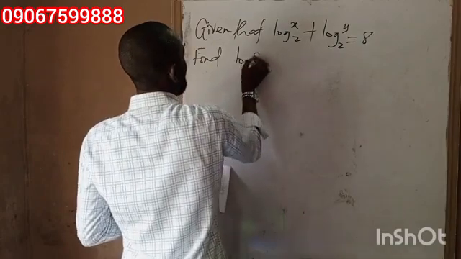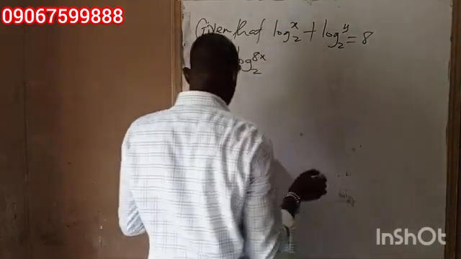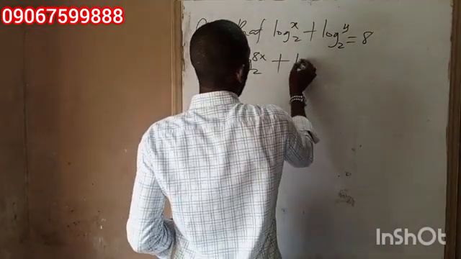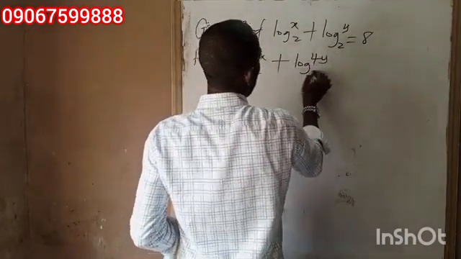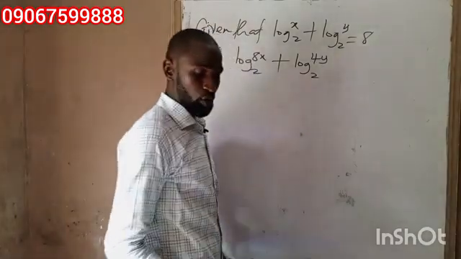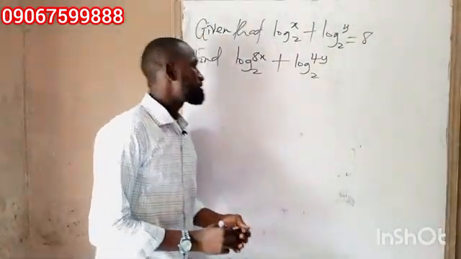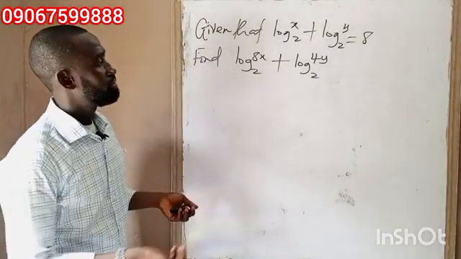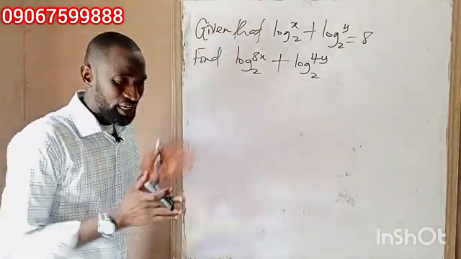We're now to find log 8x base 2 plus log 4y base 2. When you understand the laws, it's as if you're just catching fun. So understand the laws and how to manipulate the laws.